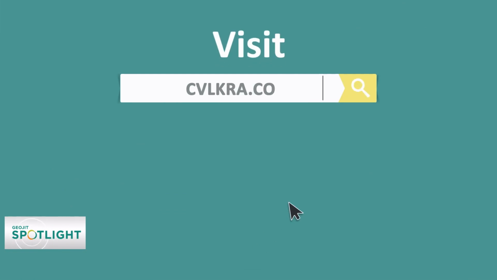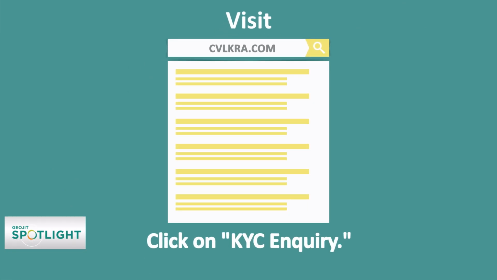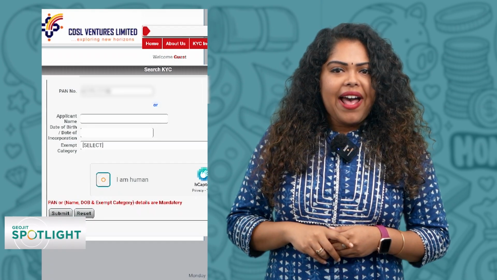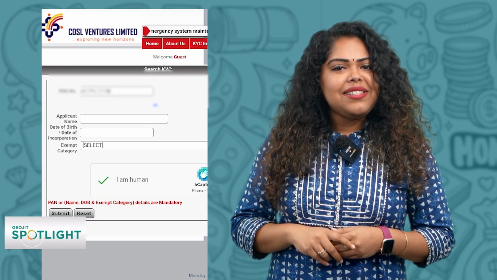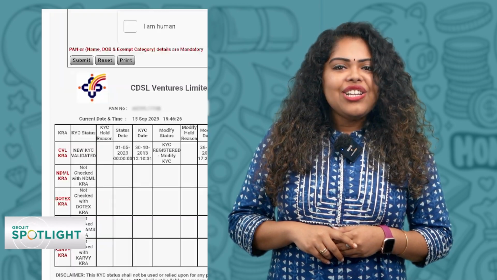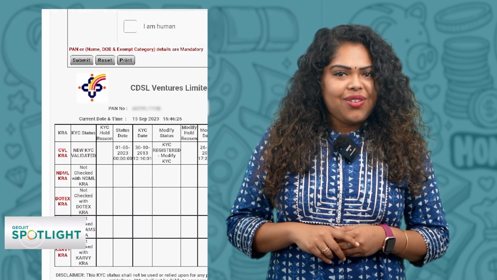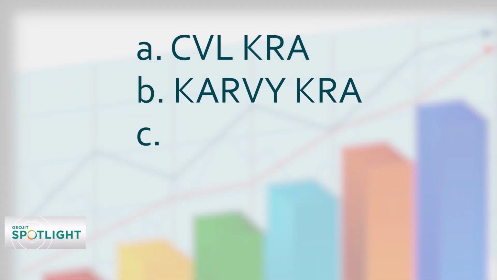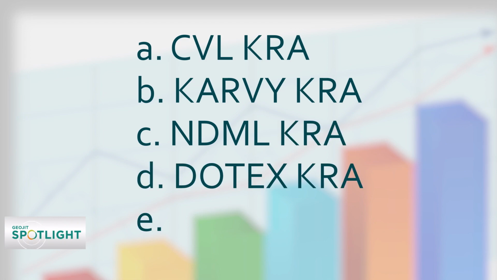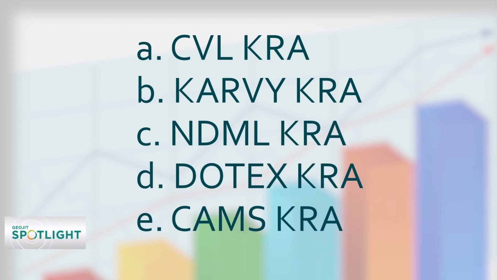To validate your details on the KRA website, you need to first determine which KRA or KYC is registered with your account. Here's how to check. Visit cvlkra.com, click on KYC Enquiry, enter your PAN, input the CAPTCHA and click Submit to retrieve the status. Check the KRA and KYC status column to identify the registered KRA. There are 5 KRAs: CVL KRA, KAVI KRA, NDML KRA, .x KRA, CAMS KRA.